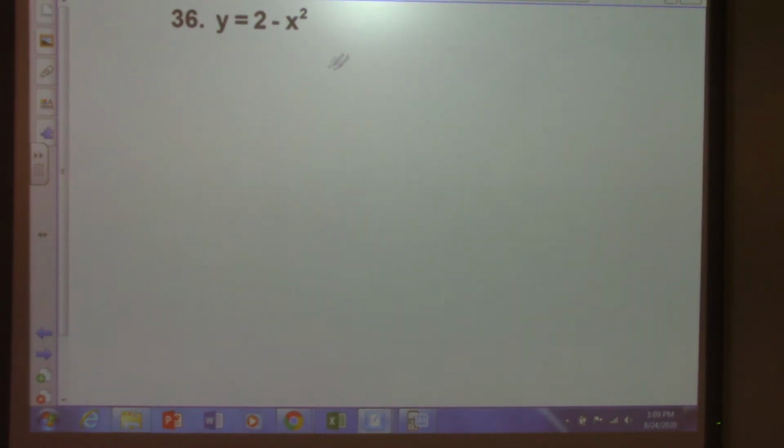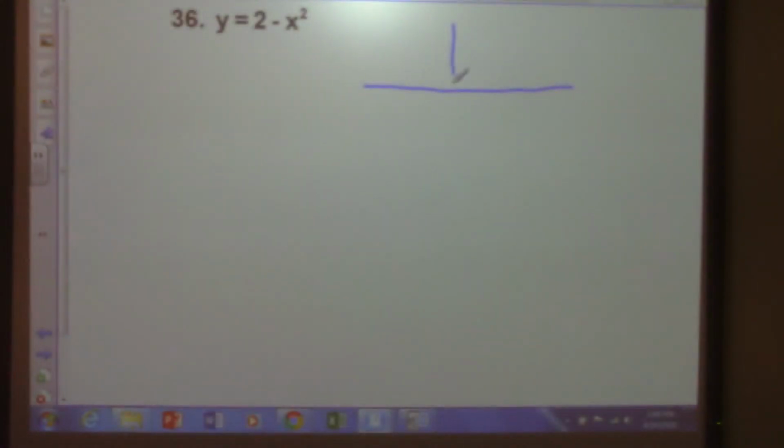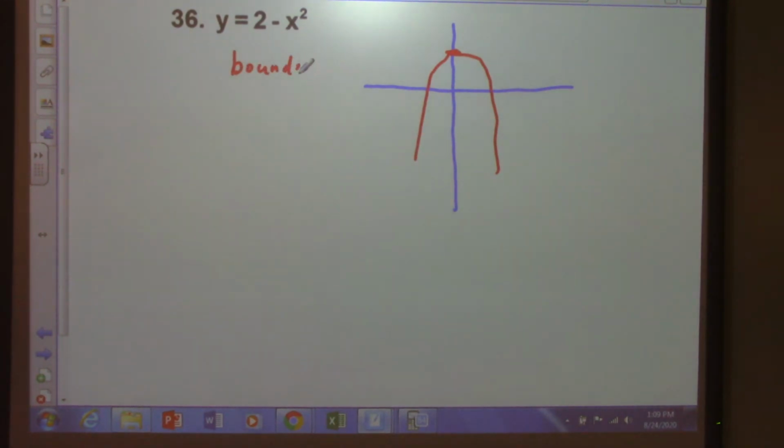Okay, now this one right here, we should be able to do this one without a calculator, right? 2 minus x squared, what does that thing look like? It's upside down, up 2. Yeah. Okay, if we have our y-intercept of 2, it looks like this. So what's the boundedness of this thing here? Bounded above. I think. Yeah, because see, there's an upper boundary to it, so we say bounded above is how we would say this one, okay?